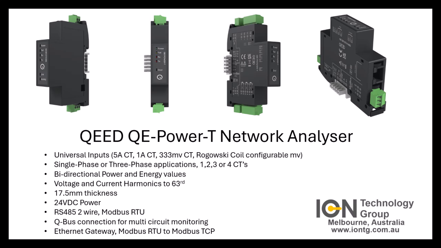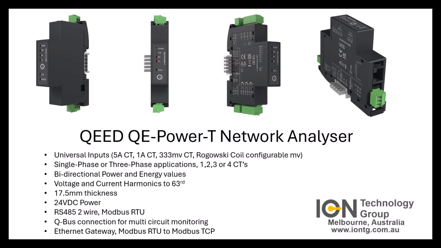Your conventional 5 amp CT, a 1 amp CT, a 333 millivolt CT or Rogowski coil can be connected and configured for this device directly. Connectable Rogowski coils can have a varying millivolt per KA rating, such as the common 50 millivolt, 85 millivolt, 100 millivolt or 333 millivolt or any other rating. The benefit of the Rogowski coil connection is that you don't need an expensive and bulky Rogowski coil integrator to add to your system, saving on space and cost.